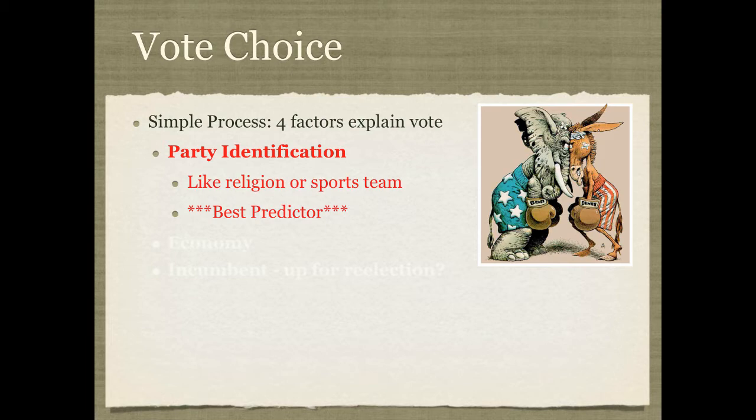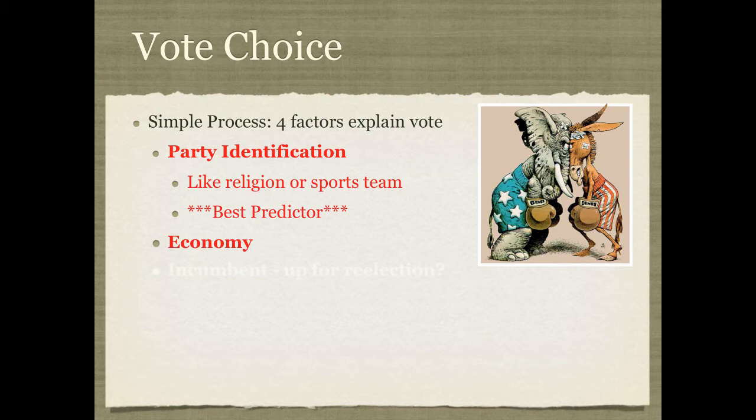Party identification is the single best predictor of how an individual votes. If somebody likes the Republican Party, 90 to 95% of the time, that person is going to vote for that party. So this is something that is the single best predictor of how people vote. Any understanding of the vote choice begins with party identification. Again, it is the single best predictor. It is a major factor in determining how people vote.